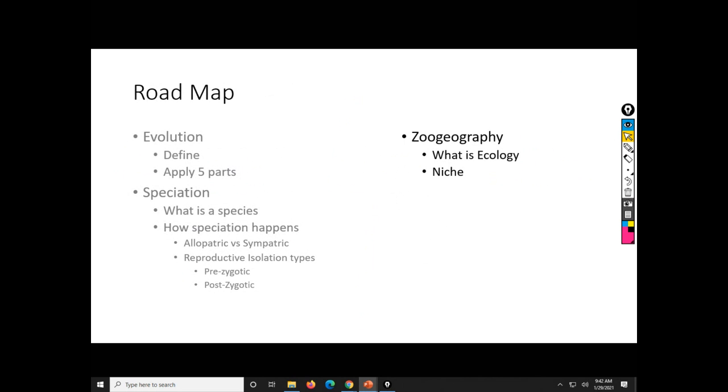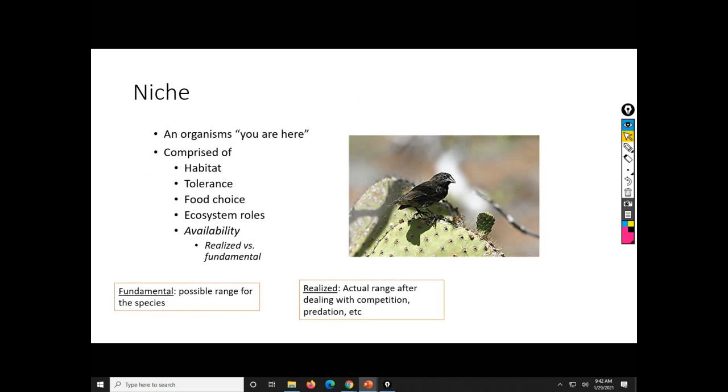So what we want to do with this is think about how this collectively makes an organism's place in the world. And we call that organism's place in the world a niche. So if we take everything that we just talked about, the collection of the biotic and the abiotic together, this is what creates an organism's niche.